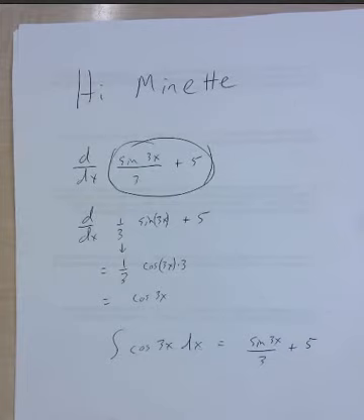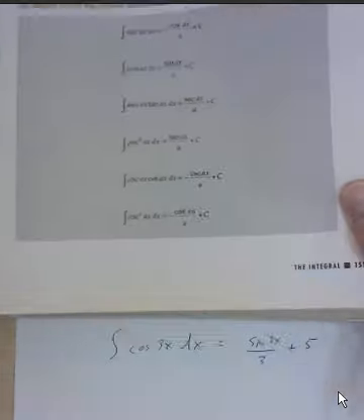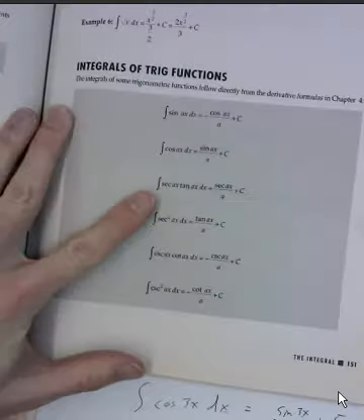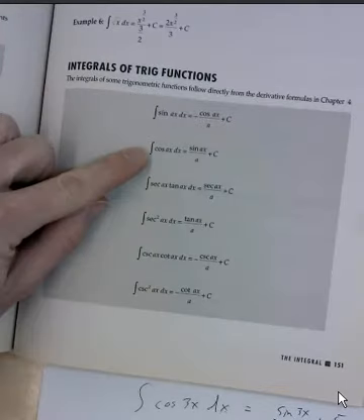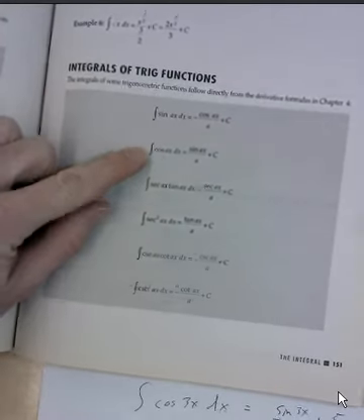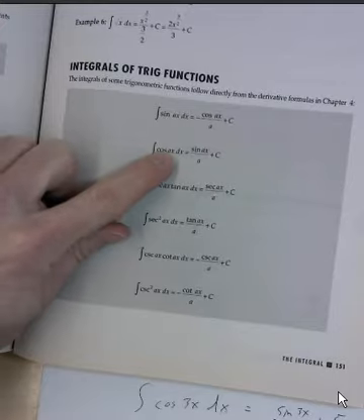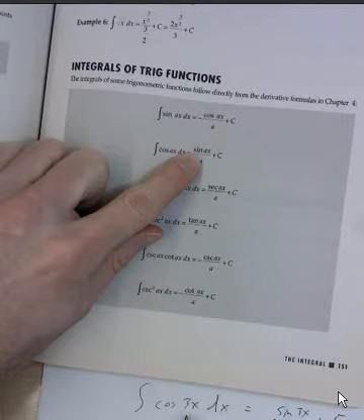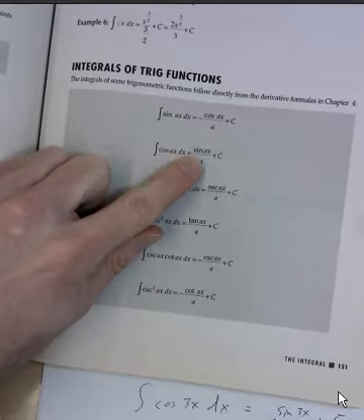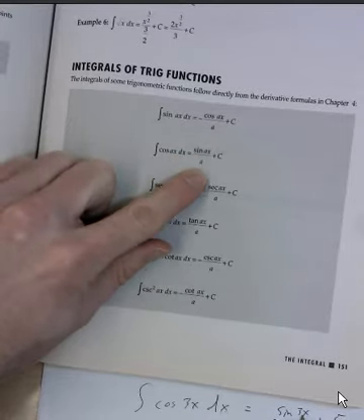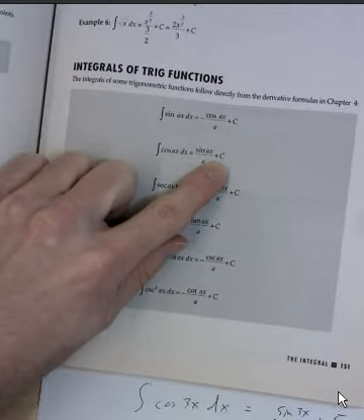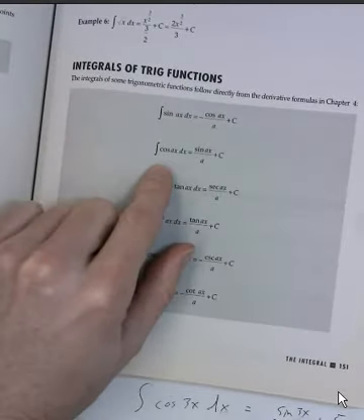I was getting nervous when that happens. If we compare that to our integral formula that we just looked at, the integral of cosine of ax, which is what we just did here, the cosine of 3x, equals the sine of ax, the sine of 3x, over a, over 3. We have plus 5, they have plus c, just some constant. So all we did is verify this rule right here. That's all we did. Is it okay?